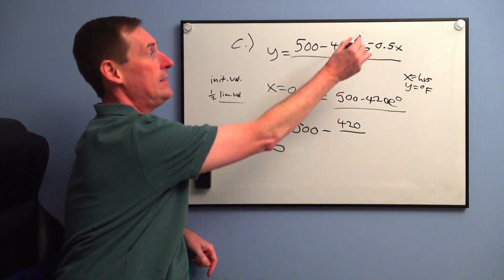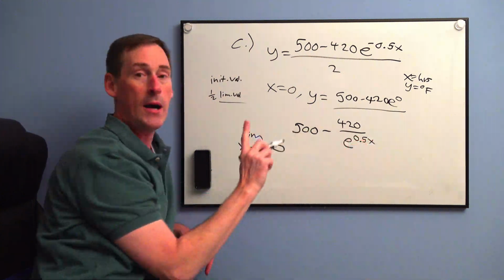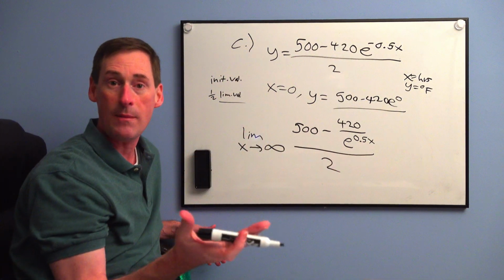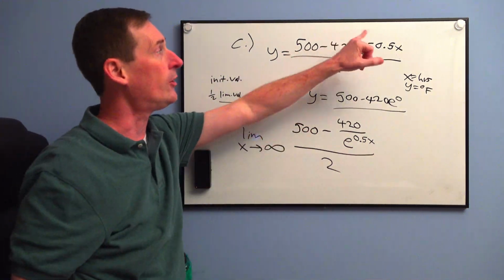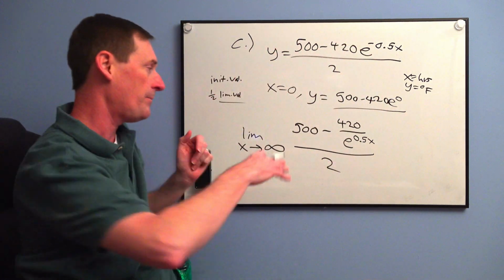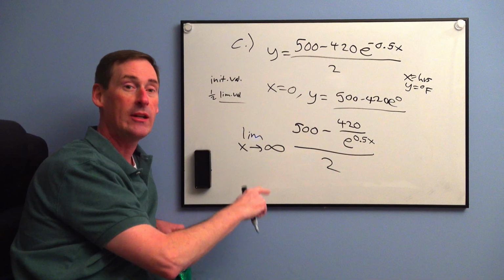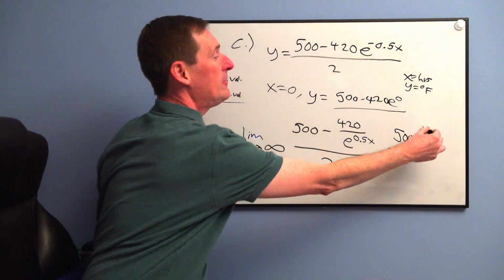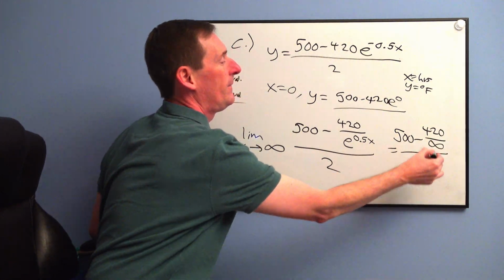So watch carefully. Take the e, scoot it under the 420 and make it e to the positive 0.5x. Keep the whole thing over 2. You kind of see what the game is today? It's very similar in every problem. It's going to look slightly different, but it's still move it under the thing it's attached to and nothing else. That's the mistake people make. Okay, now you can use our game here, which is step one. If you do an infinite limit, just plug it in and see what happens. And often you can get away with it, not always. 500 minus 420 over e to the infinity is 500 minus 420 over infinity, all over 2.